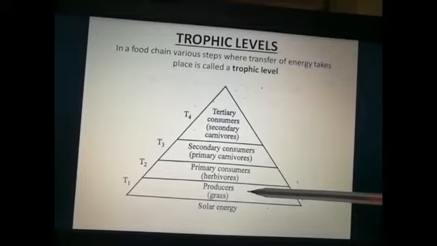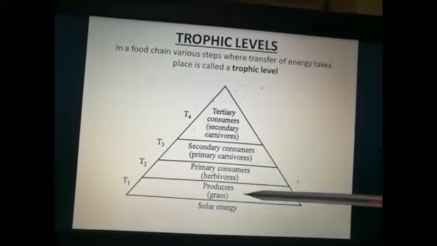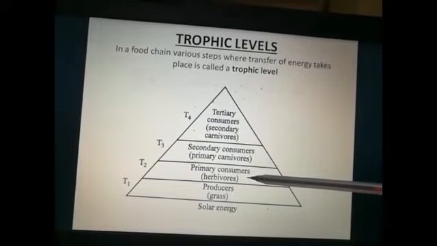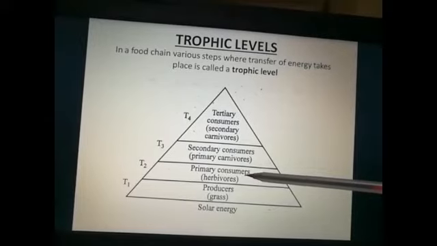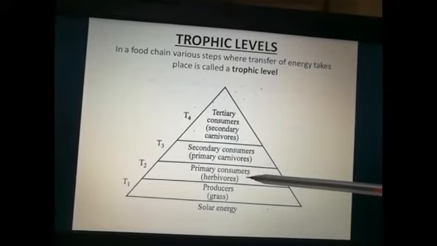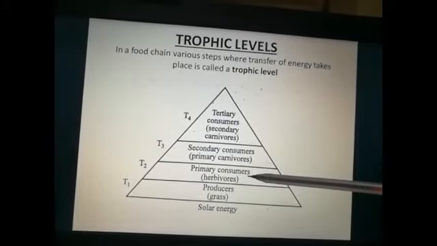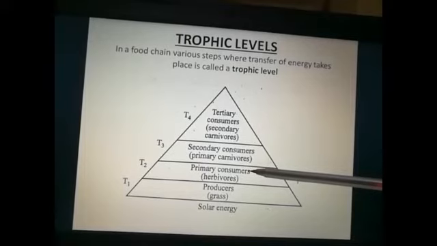So producers form the first trophic level, where they prepare their own food. These producers are consumed by the second trophic level, those organisms we call herbivorous animals. A plant is always consumed by herbivorous animals. We call these herbivorous animals consumers.